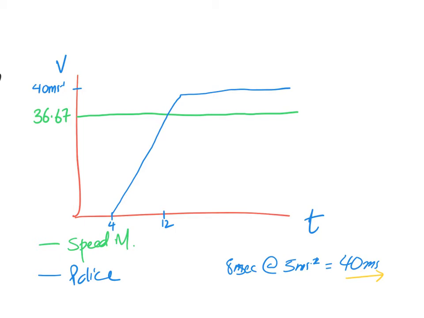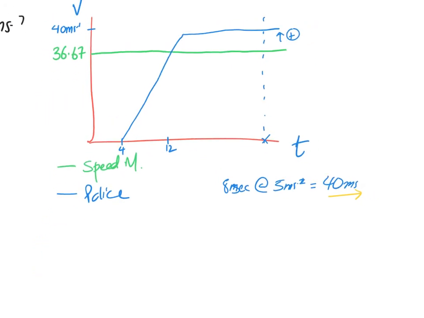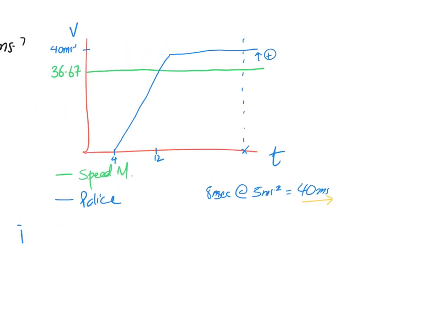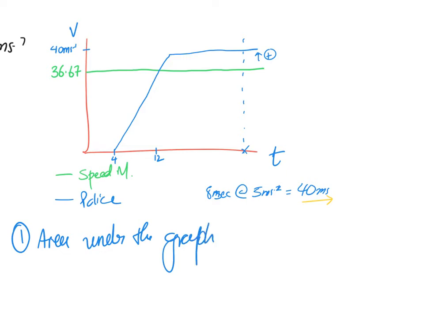Now, because the police car is going faster than the speeding motorist, after some point they should catch up somewhere here. So what's that? To work this question out, you need to know two things. We need to find out the area under the graph. And on a velocity time graph, the area under the graph gives you displacement.